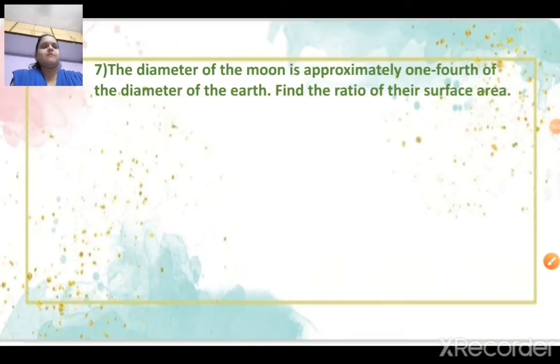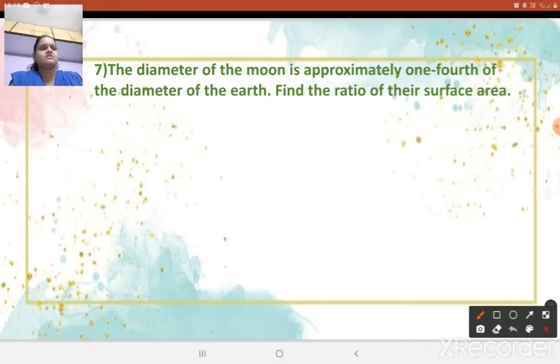7. The diameter of the moon is approximately 1/4 of the diameter of the earth. Find the ratio of their surface areas. Yes, first of all, understand the sum. Diameter of the moon and the diameter of the earth. Can you see over here? So the diameter of the moon is always smaller than the diameter of the earth.